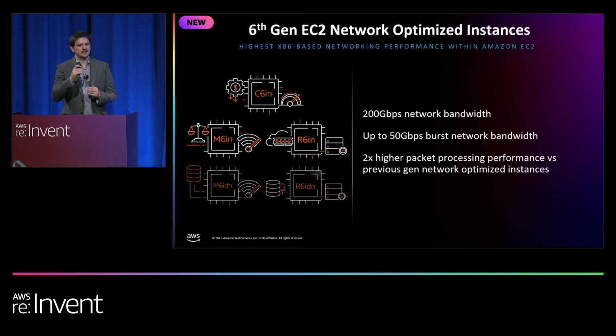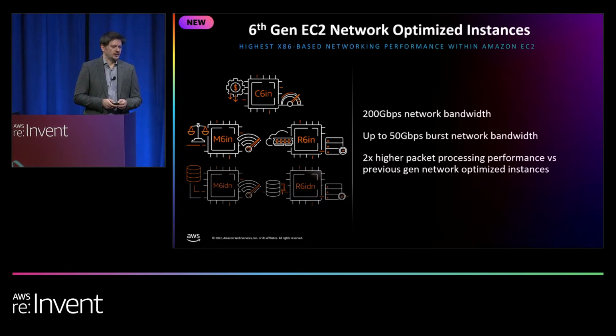They offer up to 50 gigabits per second burst network bandwidth for workloads that scale out on smaller instances. And a lot of these workloads use baseline bandwidth, and then they need to burst sometimes to higher bandwidth. So this is for some smaller instance types. Finally, for workloads which need higher packet performance, these instances offer up to 2x higher packet performance versus previous generation.